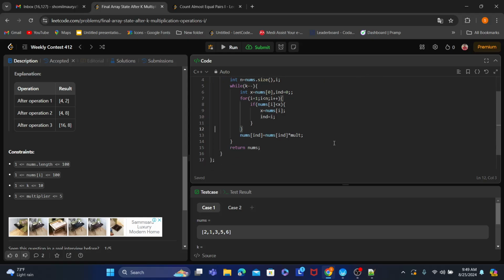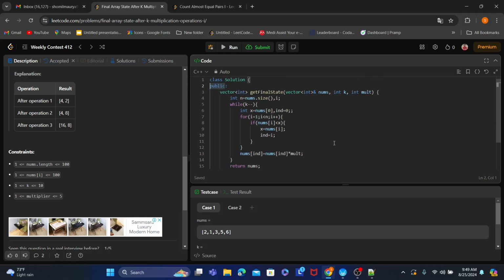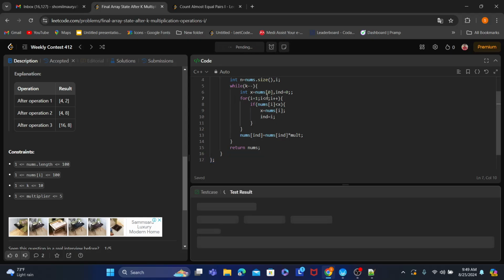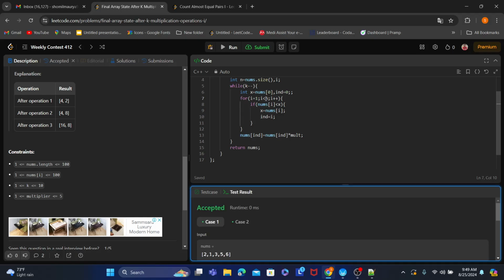So here is the solution. You can see, while k minus minus, at each step we are taking the minimum of the array and storing the index where the minimum element is located. Then after that we multiply that element and return. So this is easy. If you run the code, submit.